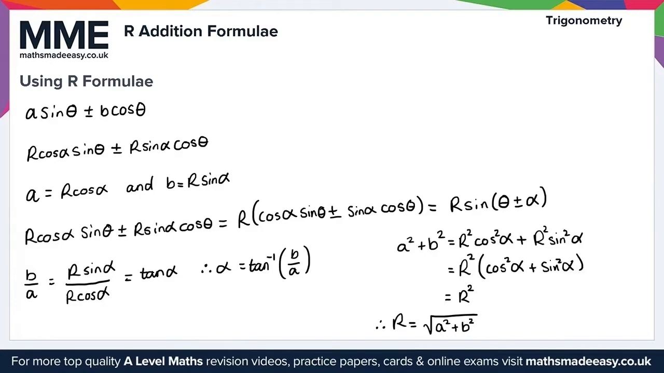Now substituting our values of alpha and R gives us an expression for A sine theta plus or minus B cos theta in the form R sine theta plus or minus alpha. And we could do a similar process to find an expression in R cos theta minus or plus alpha also. So that gives us everything we need there for using R formulae.